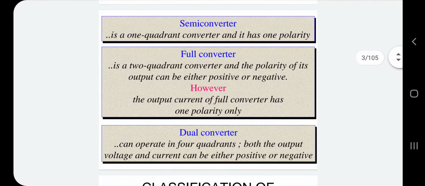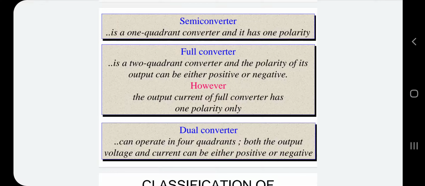Now under semi converter, it is a one quadrant converter and it has only one polarity. For full converter, as we know, it is a two quadrant converter and has either positive or negative output voltage. However, the output current of the full converter has one polarity only. In dual converter, we know that it can operate in four quadrants. Both the output voltage and current can be either positive or negative. So these are the conditions.